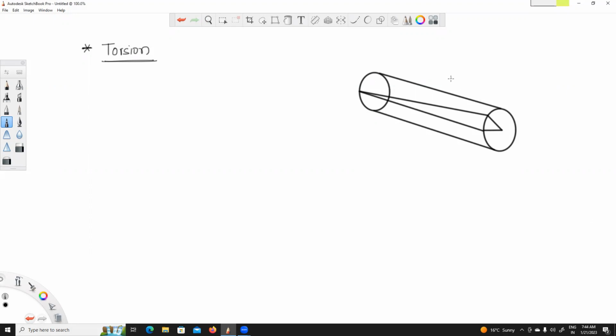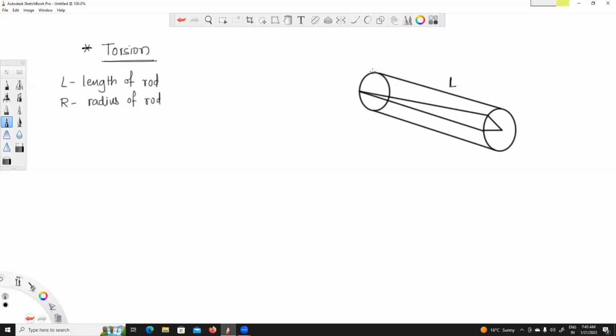Let the length of this shaft with circular cross section be L. So L is the length of the rod, or we can even call it a beam. Capital R is the radius of the rod, as we have assumed that it has circular cross section and it is constant throughout the length. So this is the radius of the rod. Okay, so what is meant by torsion of this particular rod?